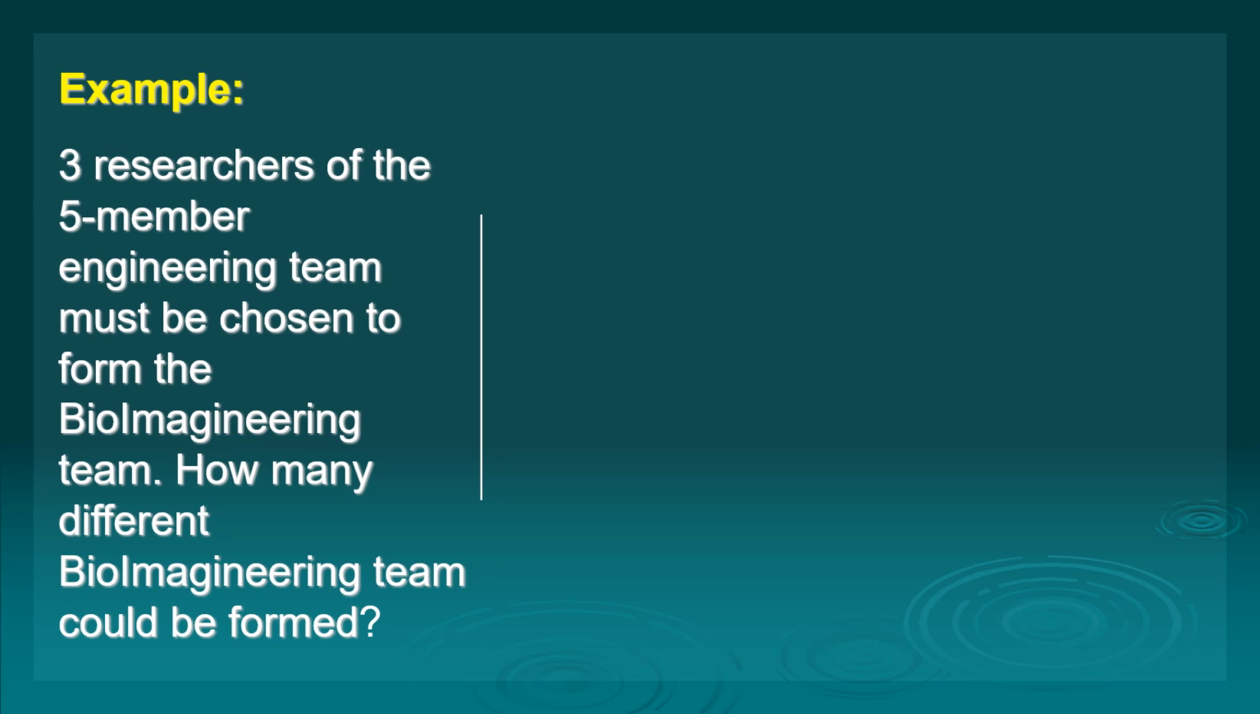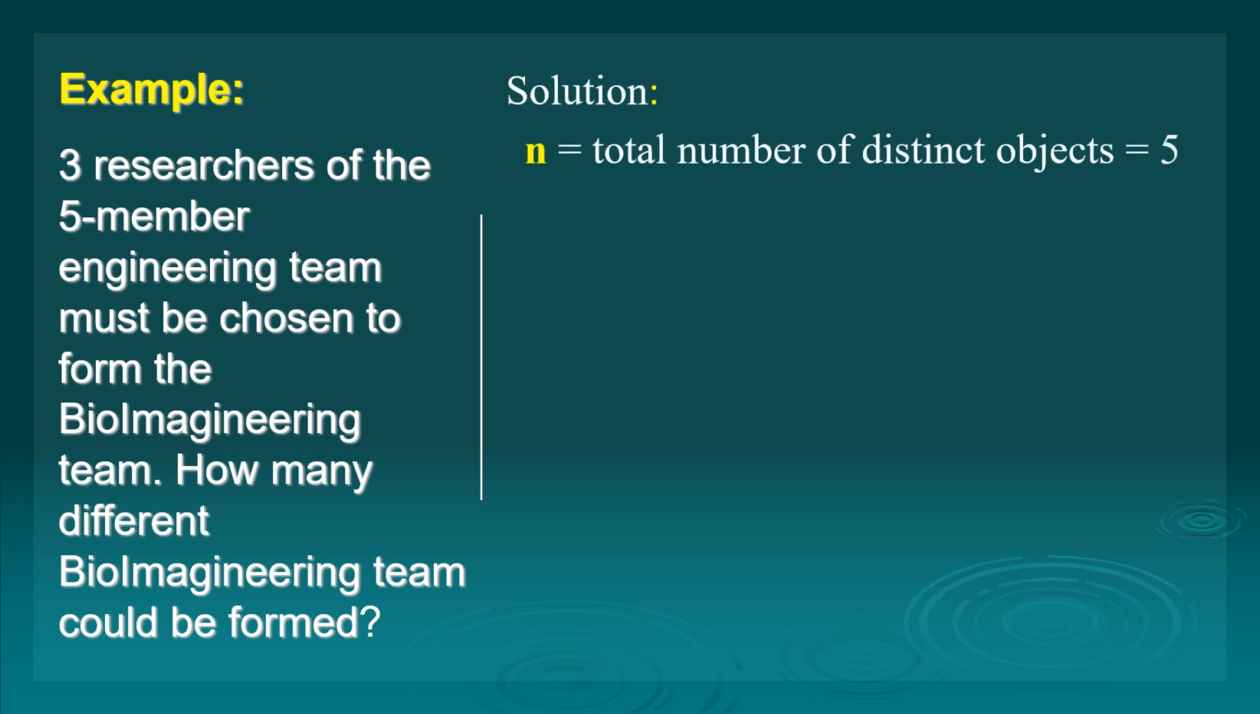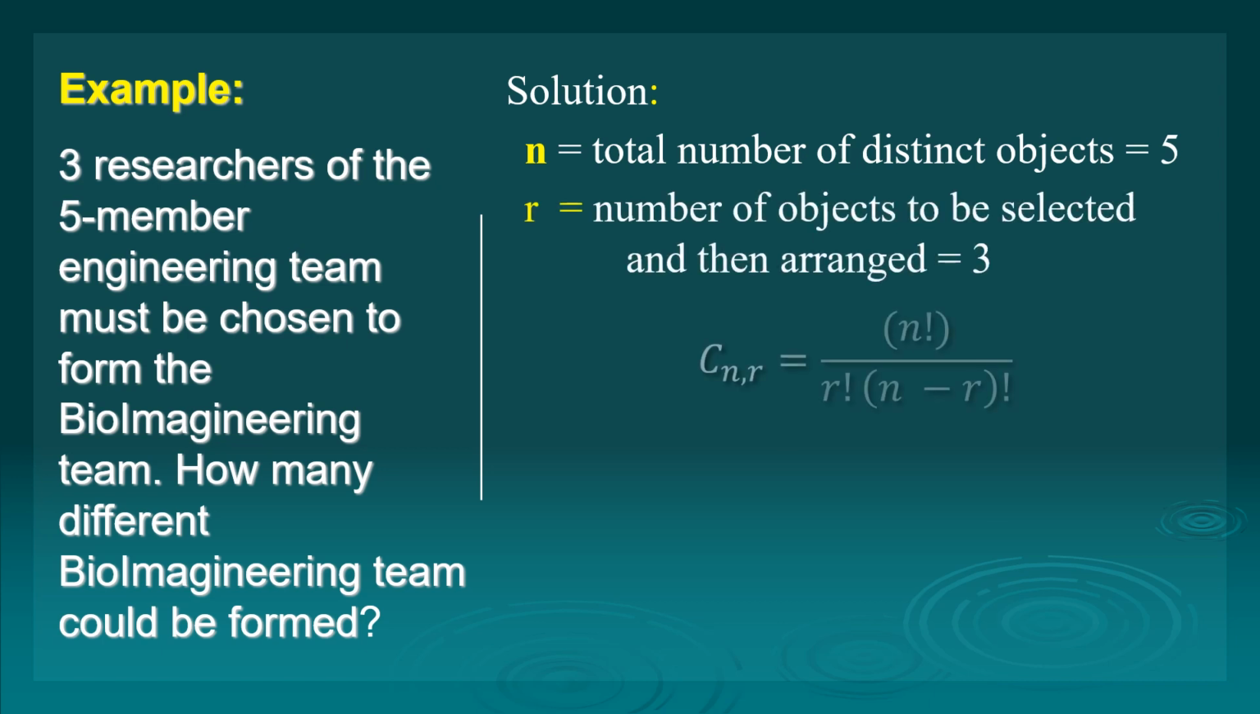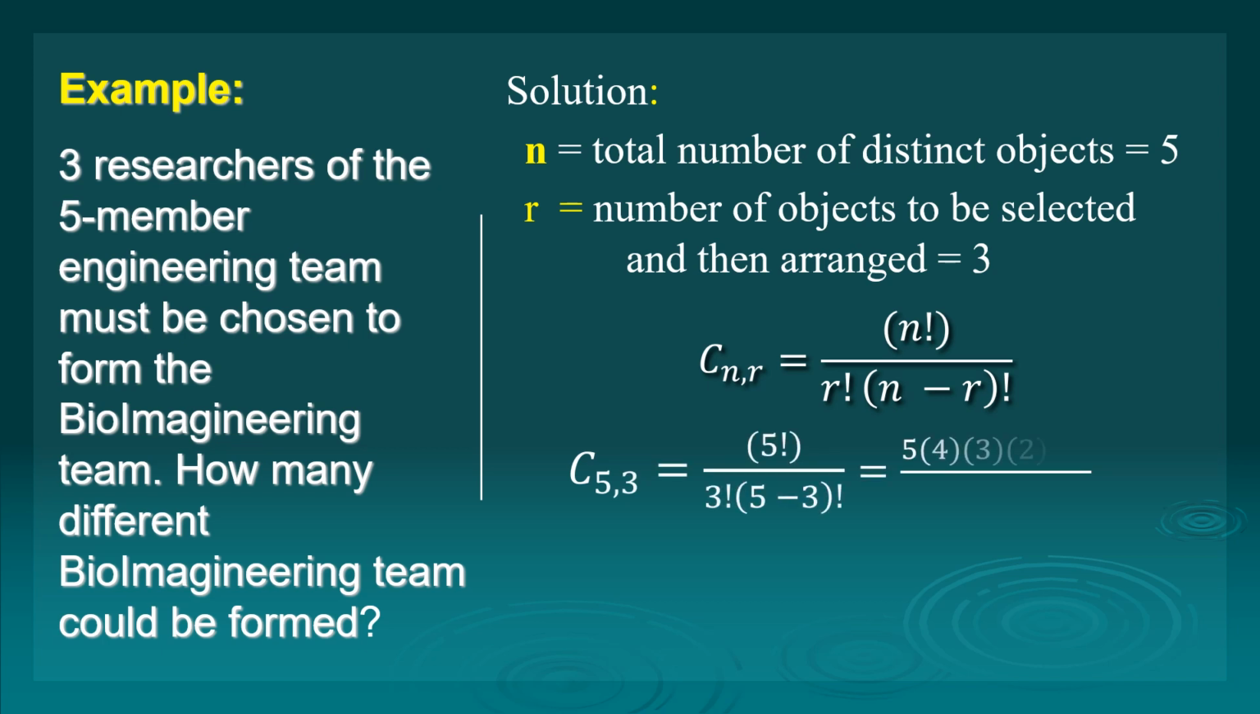Consider the sample problem here. Researchers of the five-member engineering team must be chosen to form the bioengineering team of three. How many different bioengineering teams could be formed? Order will not matter. It can be Maria, Lorna, Fe, or Lorna, Maria, Fe. So this is a problem on combination where n equals 5 and r equals 3. We substitute the values and you will be getting a value of 10 different bioengineering teams that can be formed.